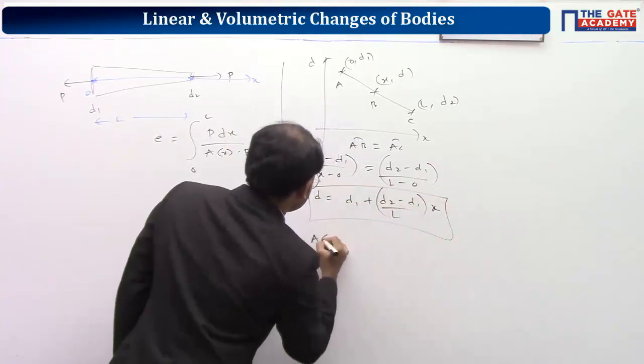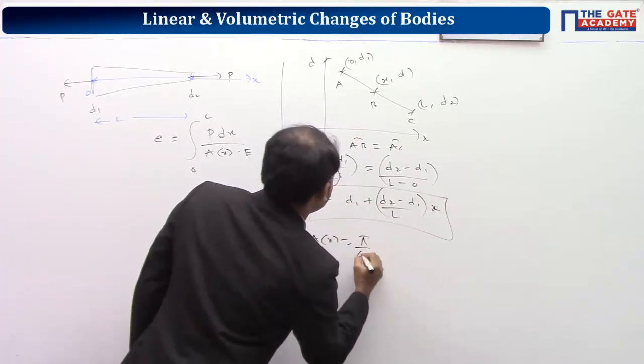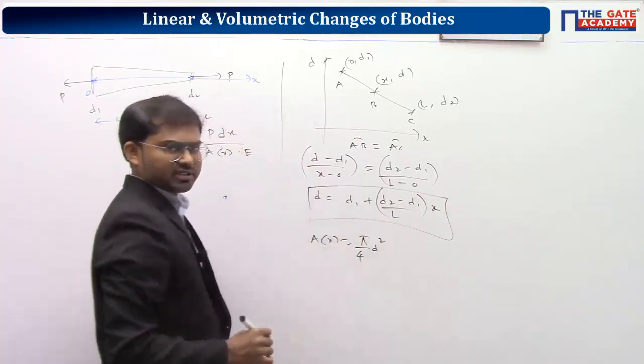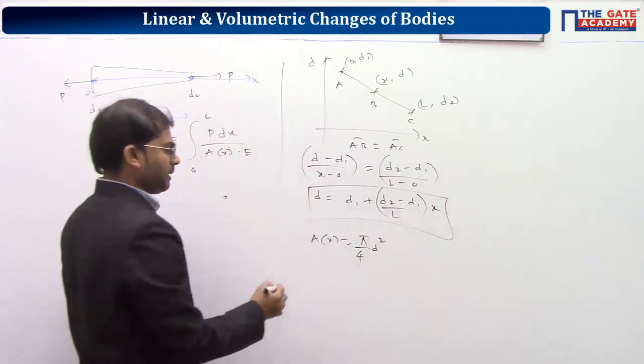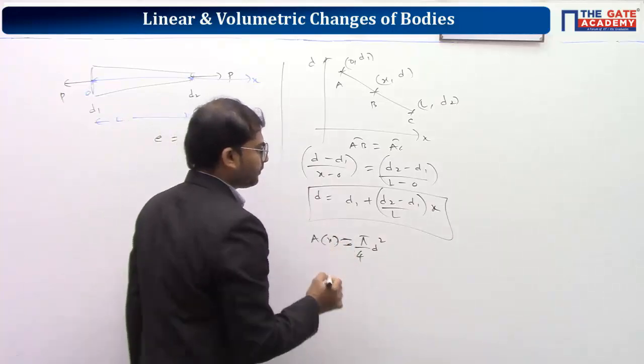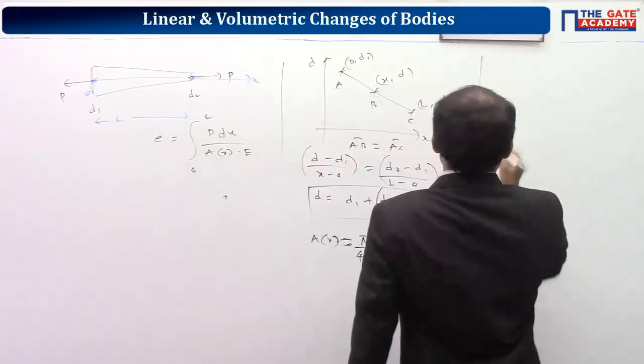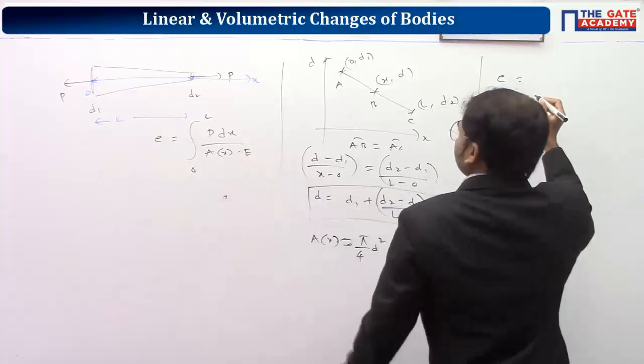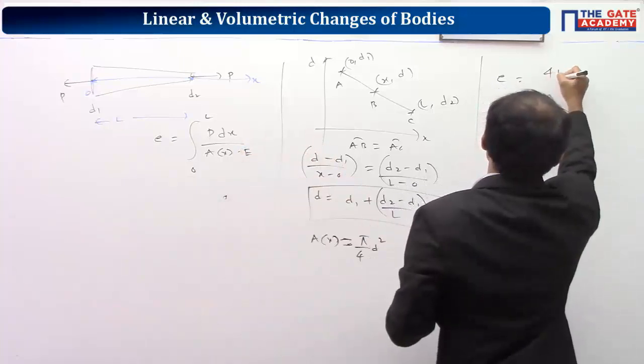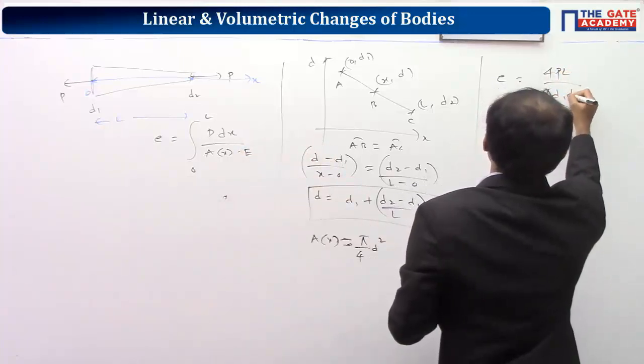So if you use the diameter to get the value of area, you'll be getting A of x. A of x is equal to pi by 4 into d square. Now for elongation, by substituting in that and doing the integration, you'll get the answer as 4PL by pi d1 d2 into E.